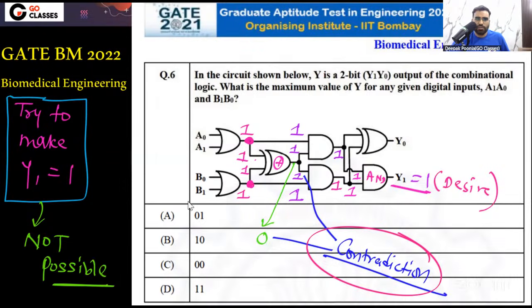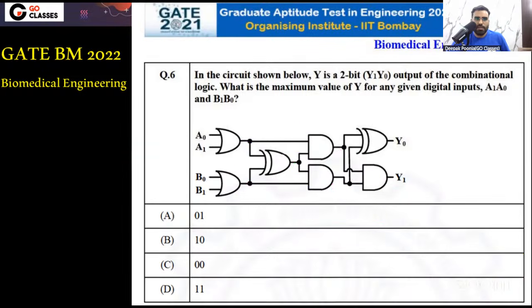If y1 equal to 1 is not possible, then this option is eliminated. It simply means that y1 is definitely 0. Okay, so I can say that y1 is definitely 0. Whatever you do, y1 will be 0. Now I can say if y1 is 0, then everything depends on y0. You can see this y is equal to y1 y0, and this y1 we have already seen is always 0. We cannot make it 1. So everything depends on y0.